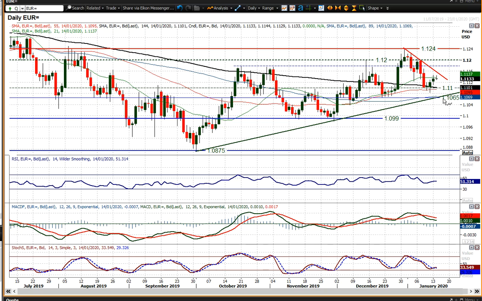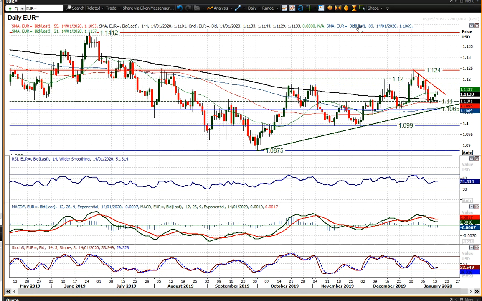Looking at these moving averages, they're all much of a muchness, really. Just that 21-day slipping over, 55-day flat, 89-day rising slightly, 144-day falling slightly. So fairly much neutral to slightly positive on euro dollar, but nothing really decisive.